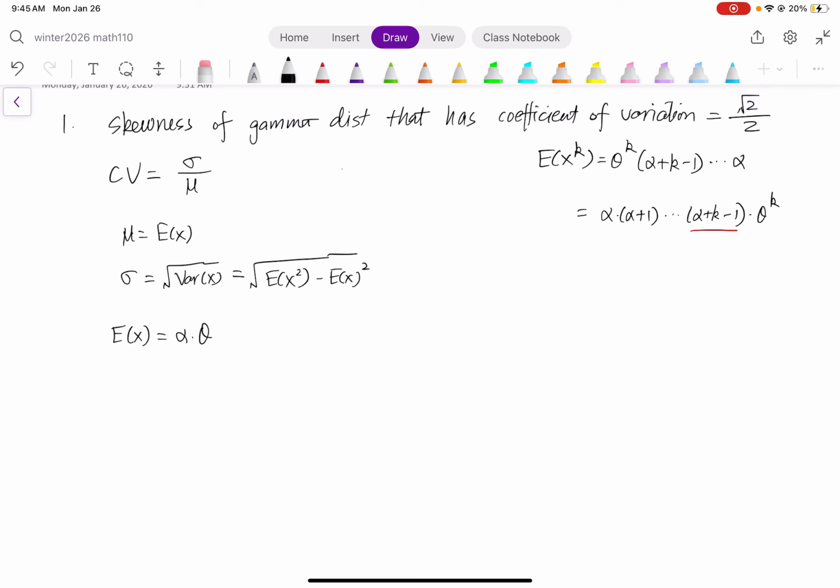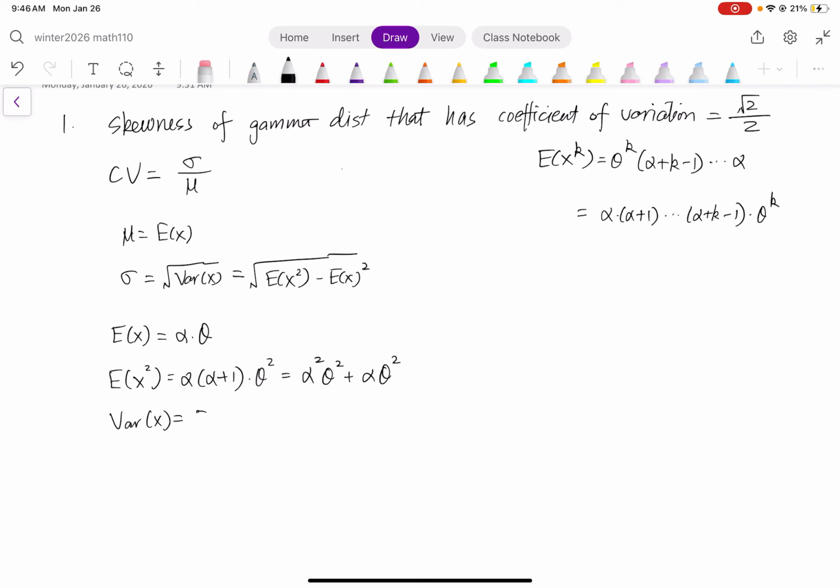Now we want to calculate the second moment. It's going to be alpha plus 1, because when k equals 2, k minus 1 is 1, so you stop at alpha plus 1. Therefore, you will get alpha times alpha plus 1 times theta squared. Now you have the first and the second moment. Then for the variance, let me extend this: there will be alpha squared theta squared plus alpha theta squared.